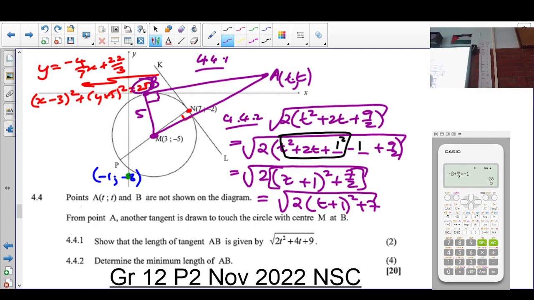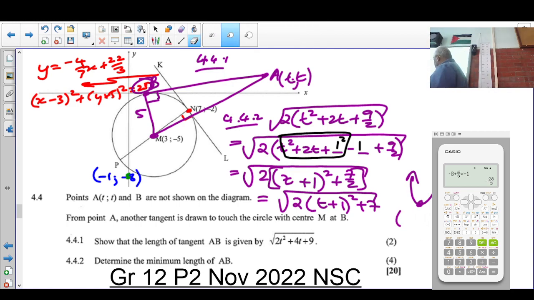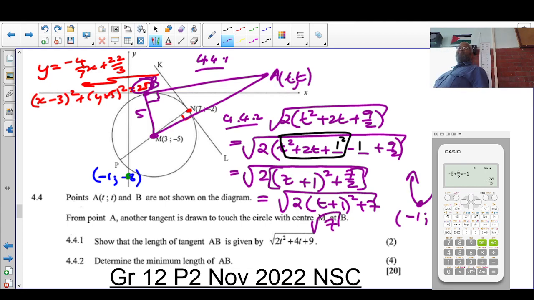So if you look at this, under the root is a quadratic function, a smiling parabola, and of course it has a minimum value. It has a minimum value of 7 occurring at a t value of negative 1. Negative 1 and 7. Because it's under the root, it's simply going to be the square root of 7. That is one way of doing it.